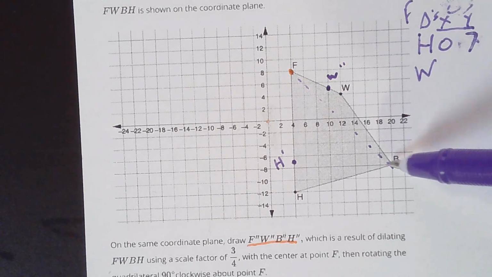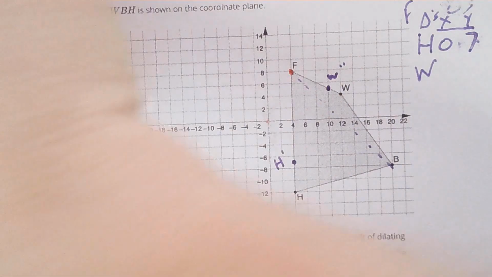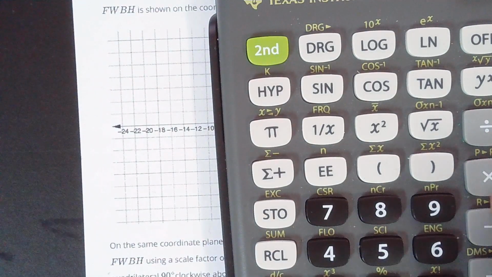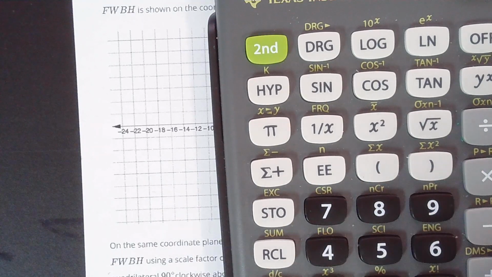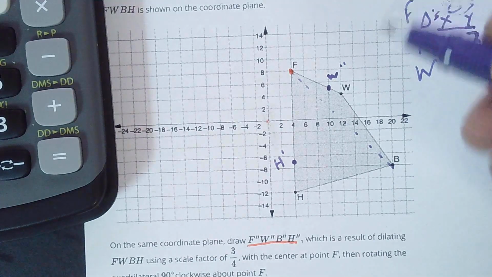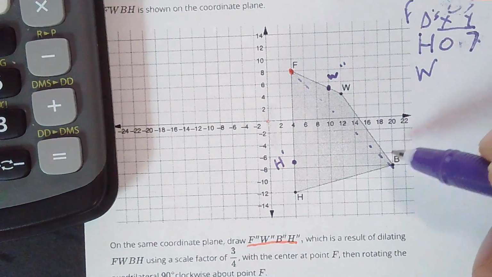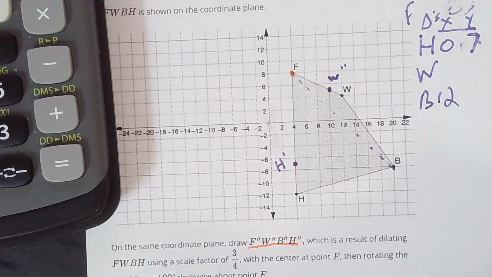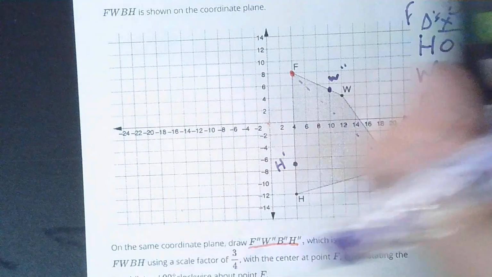Okay, so my change in x value from 20 to 4 is 16, right? And then 3/4 of 16, 3/4 of 16 is 12, right? So my x value for b is going to be 12. Right? Now I got to figure out my y value.